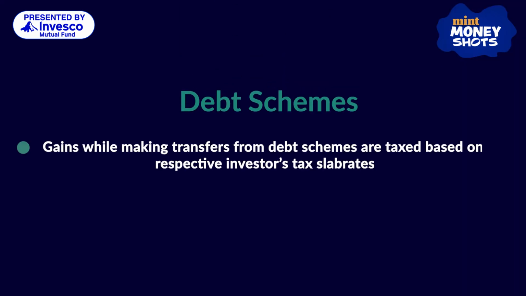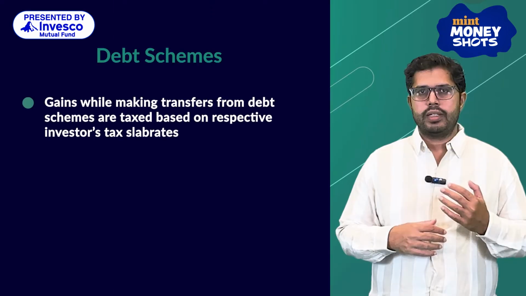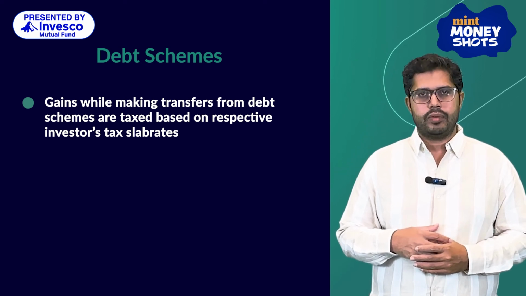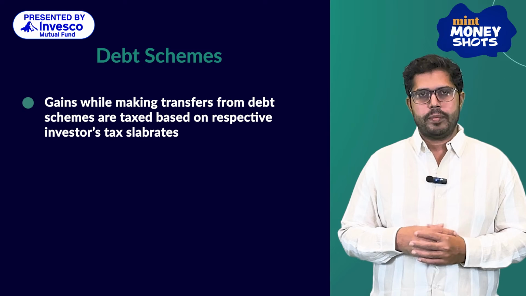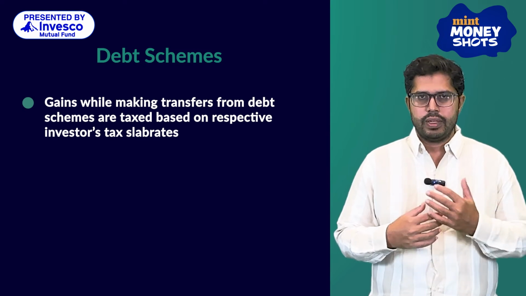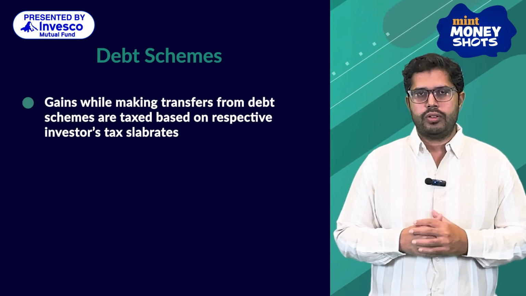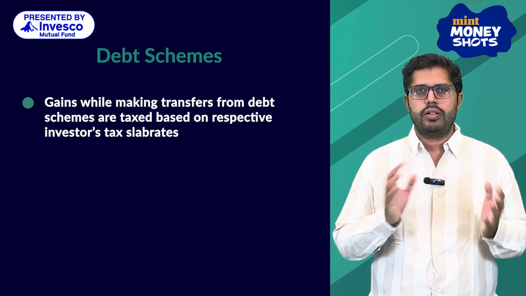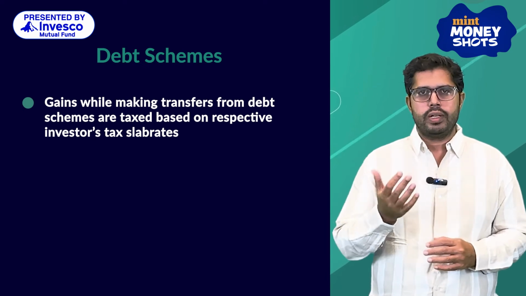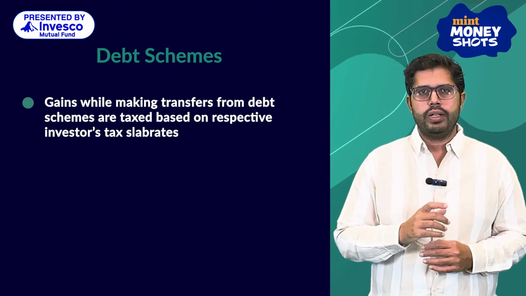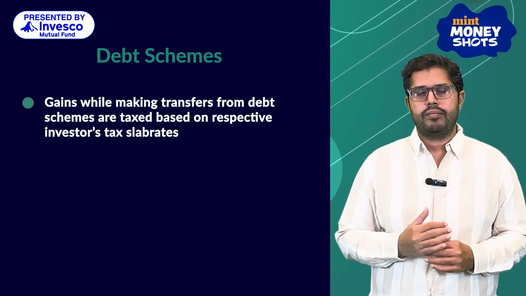What about debt schemes? Gains while making transfers from debt schemes are taxed based on the respective investor's tax slab rates. Here's an example. Let's say, for example, you're transferring rupees 1 lakh monthly from an equity scheme. Each transfer will trigger capital gain or loss based on the scheme's NAV, and the applicable tax will depend on the holding period of the units being transferred. The FIFO, or first in first out, method applies, meaning that older units are sold first, and this potentially gives you a tax advantage if the older units qualify for LTCG.